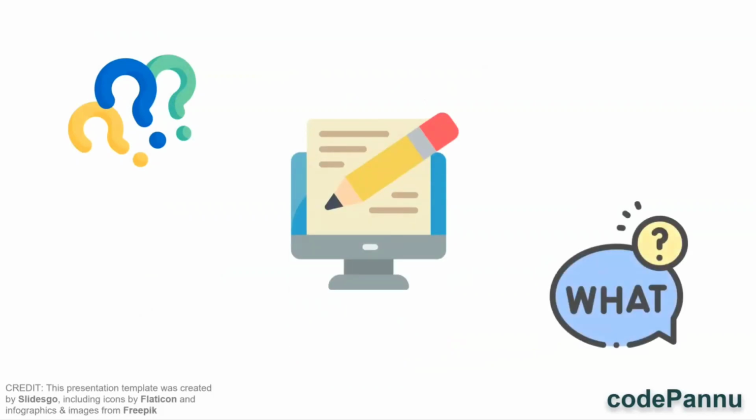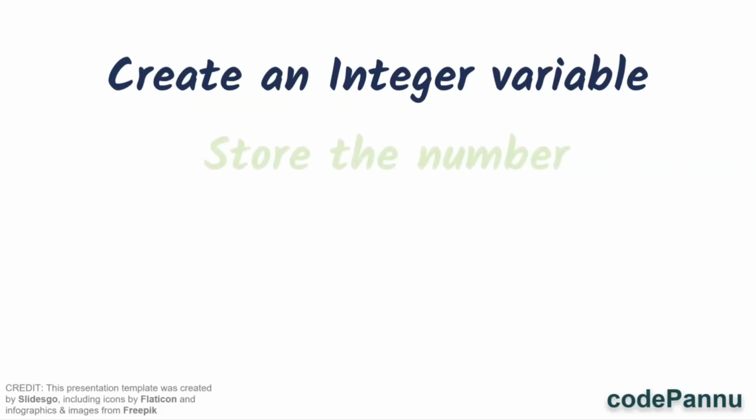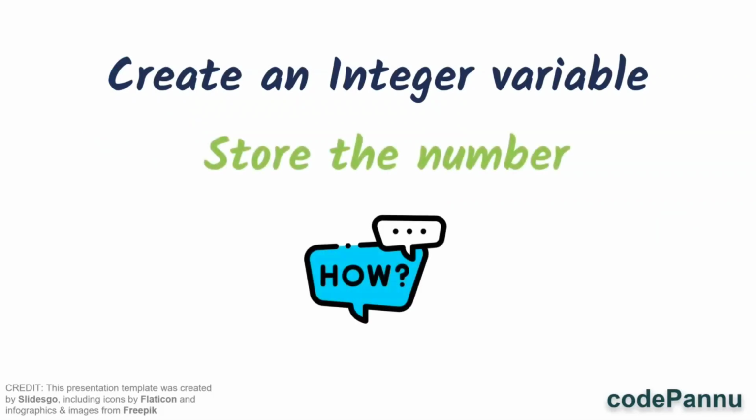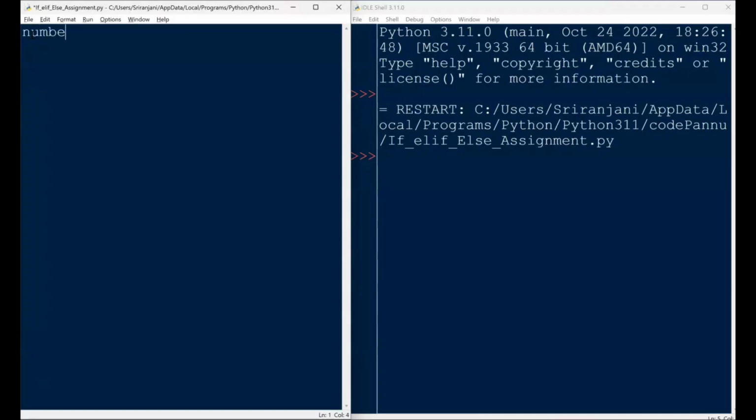So, what will you do? Create an integer variable first to store the number. So, how do we write it? Let us go to Python and write. Number is equal to 1. And now, can you check if the number is equal to 1 first? So, we write the condition.